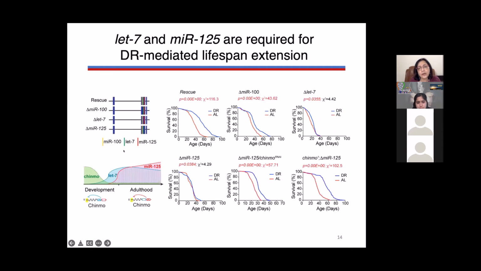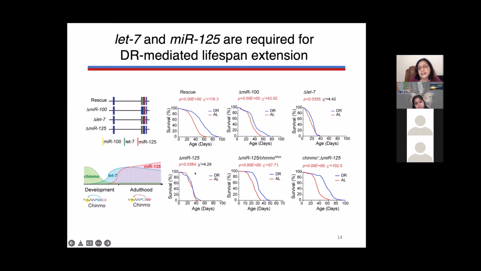Furthermore, we found that genetic loss of function mutations in the LET7 microRNA or the MIR125 microRNA led to loss of the dietary restriction dependent increase in lifespan that we see in the control flies, implying that these two microRNAs are required for dietary restriction mediated lifespan extension. We also found that this phenotype in MIR125 loss of function mutants was due to elevated levels of its target known as KINMO. KINMO stands for chronologically inappropriate morphogenesis. It is a transcription factor, and its level increases in the brain in MIR125 mutants.